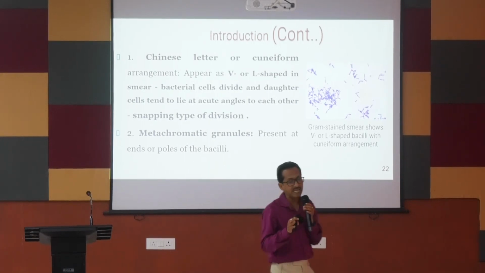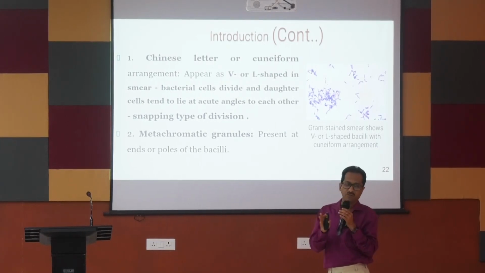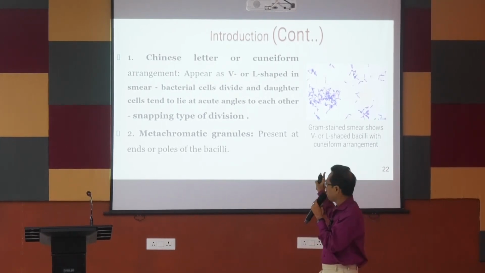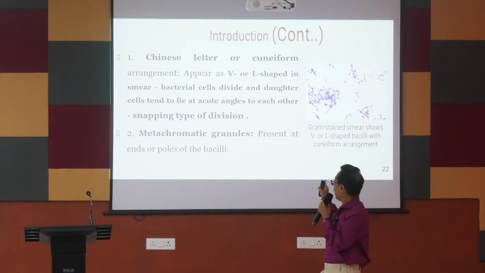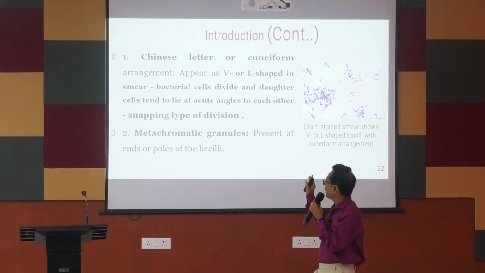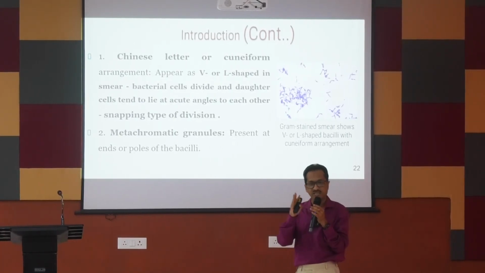So when a sample is sent to you for a throat swab, even if you cannot confirm from the staining that it is Corynebacterium diphtheriae, you have to inform the clinician whether you get V or L-shaped, Chinese letter pattern arrangement of gram-positive bacilli, so that he or she can start treatment of diphtheria.